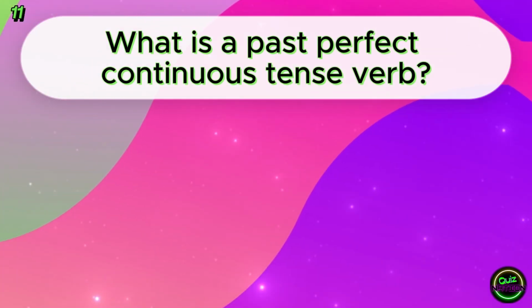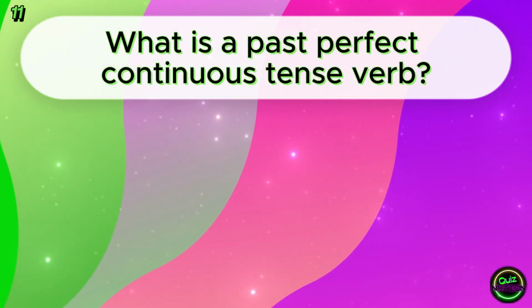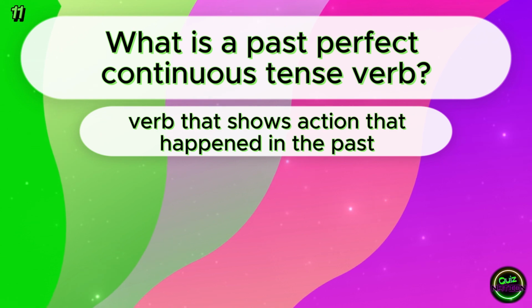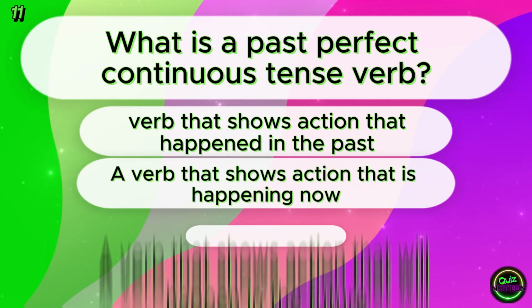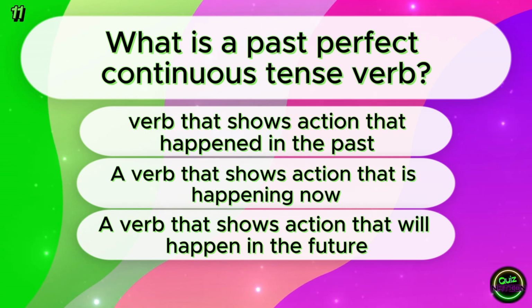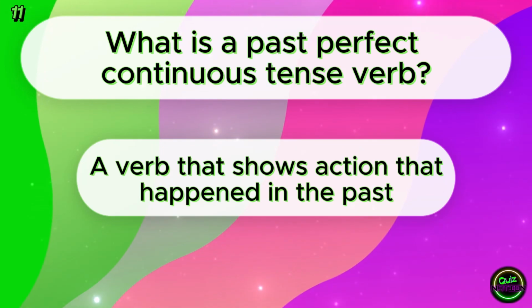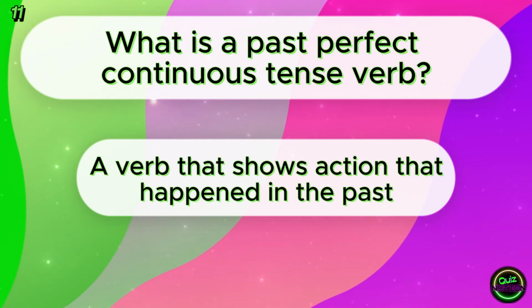What is a past perfect continuous tense verb? A verb that shows action that happened in the past. A verb that shows action that is happening now. A verb that shows action that will happen in the future. The answer: a verb that shows action that happened in the past.